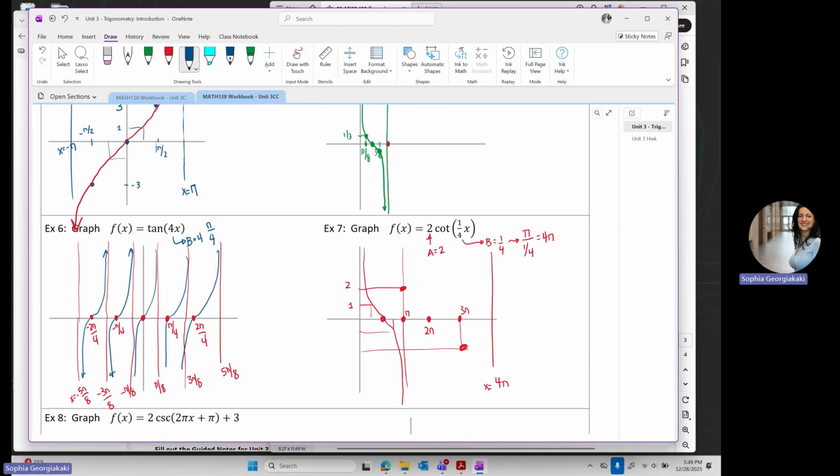The graph of the new transformation will look like that. And that will be one branch. Everything will repeat every 4 pi.